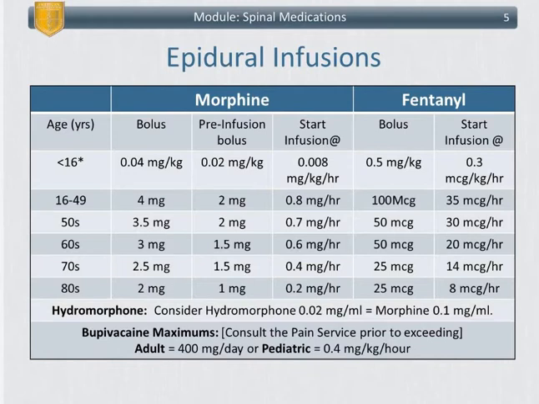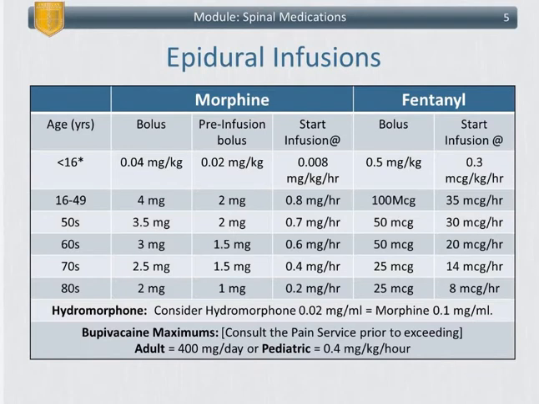When you're dealing with adults, weight no longer has a role, and age is the determinant factor. The older the person, the lower the dose. These are morphine doses, these are fentanyl doses. If you're going to use hydromorphone or Dilaudid, then typically the equivalence that's used is 0.02 milligrams per ml would equal 0.1 milligram of morphine per ml. So you can use this and convert it to hydromorphone.